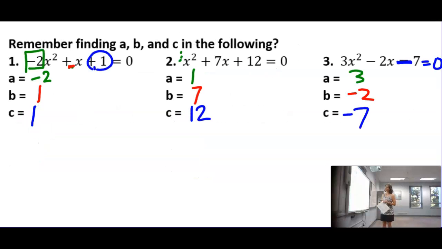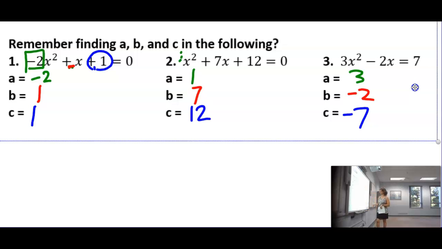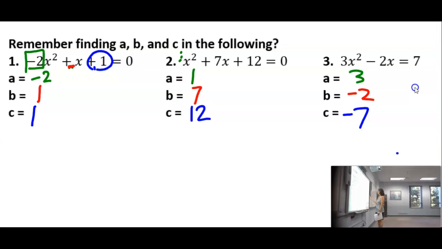I bet some of you have +7 for C. Look closely here. This original problem was equal to 7. These two problems are equal to 0. You need to make sure that it's equal to 0. So to do that, you would very easily just subtract 7 from both sides.